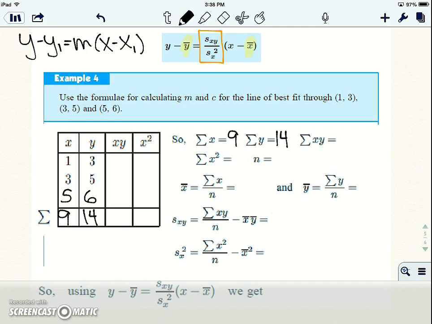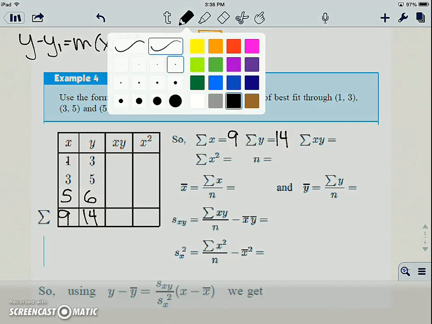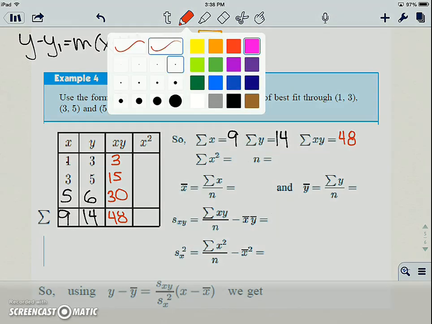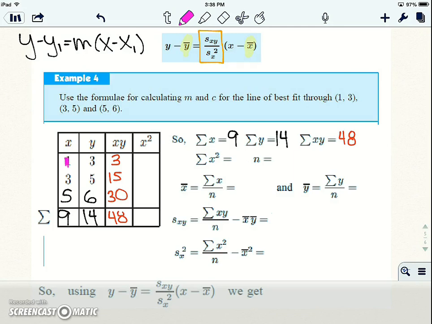And then x times y. So 1 times 3, I'm going to make this a different color, is 3. 3 times 5 is 15. 5 times 6 is 30. And if you add those up, you'd get 48. So the sum of x times y. Okay, and then x squared. Well, let's see. 1 squared is 1. 3 squared is 9. 5 squared is 25. And I promise you, if you add those up, you will get 35.